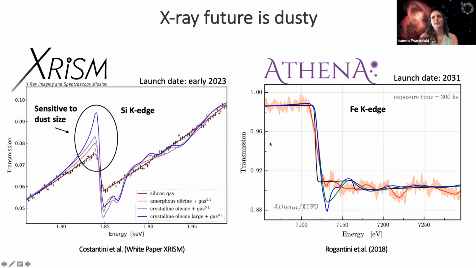And also in the late future, we will have Athena again, with which we will be able to study the iron K edge, which we cannot study with current instruments. And this is great because with the iron K edge, we can probe very dense environments of the interstellar medium. So we can even make comparisons by studying the iron edges in diffuse interstellar environments and the iron K edge in dense environments. So that will be really great.